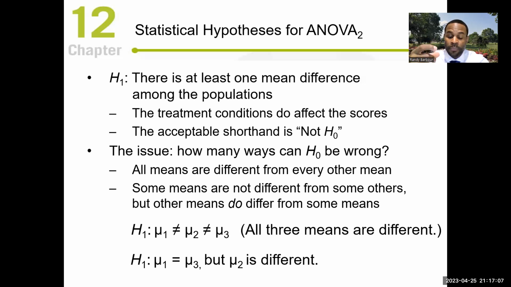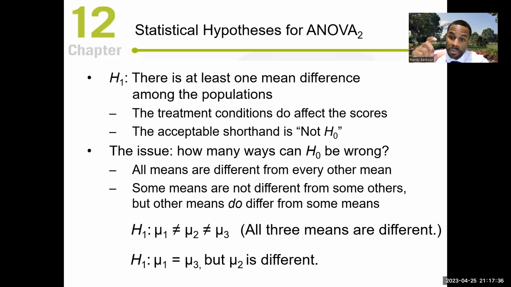So when you do your alternative hypothesis, right? All you're saying is population one is not equal to population two, which is not equal to population three. Again, all three means are different, right? And so that is the alternative hypothesis, right? But you also could, if you want to do a very specific hypothesis, specify that some of the means are the same and that the others are different.